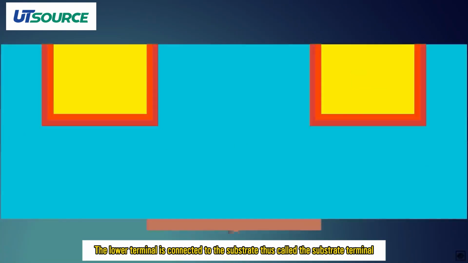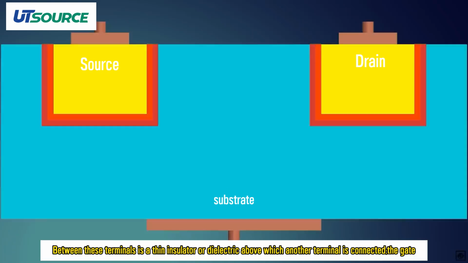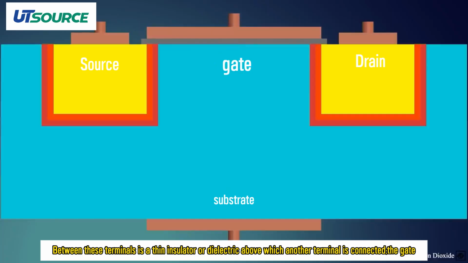The lower terminal is connected to the substrate, thus called the substrate terminal. The two terminals in the N-type region are called source and drain. Between these terminals is a thin insulator or dielectric, above which another terminal is connected, the gate. These are the four terminals of a MOSFET.